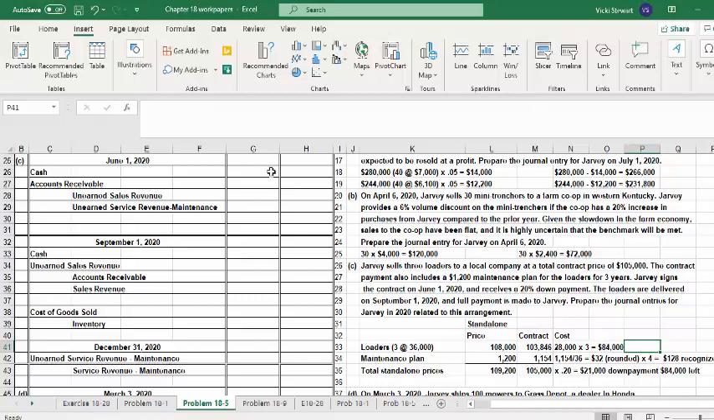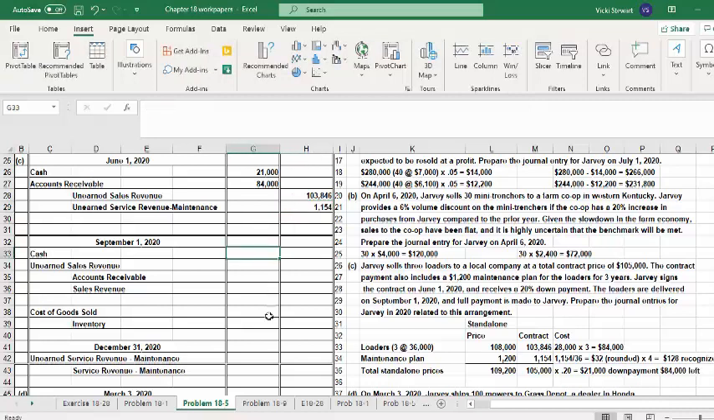So we're going to record first the receipt of the down payment when the contract was signed on June 1st. So we would debit cash for $21,000 and debit accounts receivable for $84,000. We have not delivered anything or provided anything ourselves at this time, so both the sales revenue and the service revenue on the maintenance contract would both be unearned. But we would credit unearned sales revenue for $103,846, and we would credit unearned service revenue maintenance for $1,154.